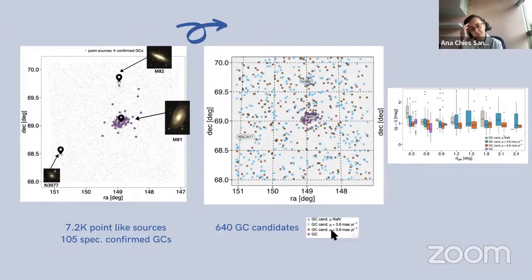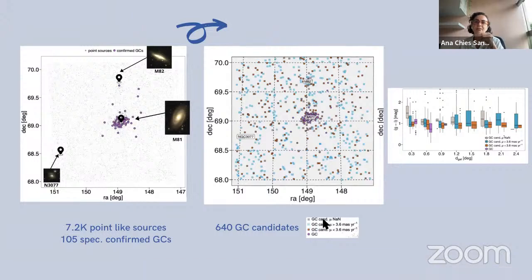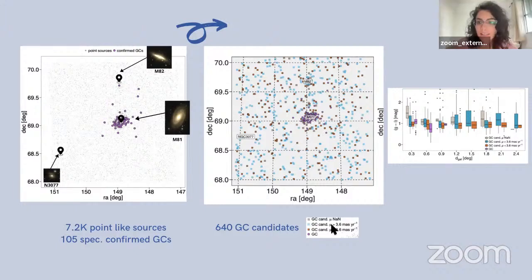I don't have it here, but it's in the paper, we looked at the distribution of these in proper motion space, and mostly they were the orange ones, but some of them were greater than this value here. So we are not very sure if they're really confirmed candidates. That's why we need spectroscopy. So we are following them up with Gemini. Thanks. Guilherme, go ahead.